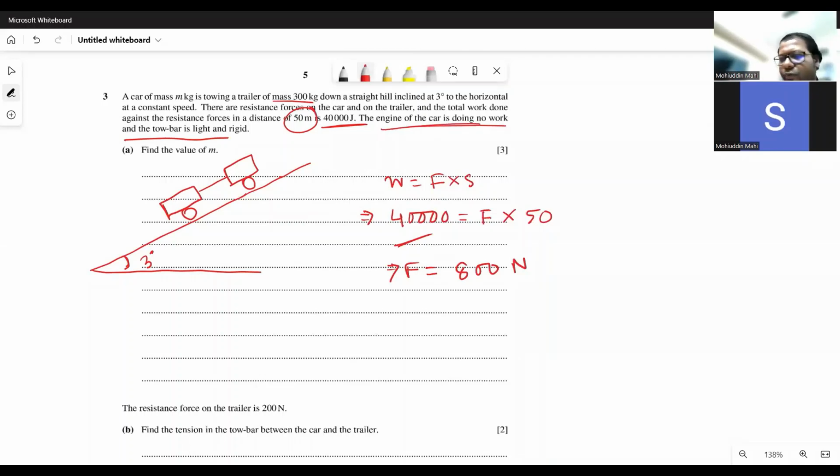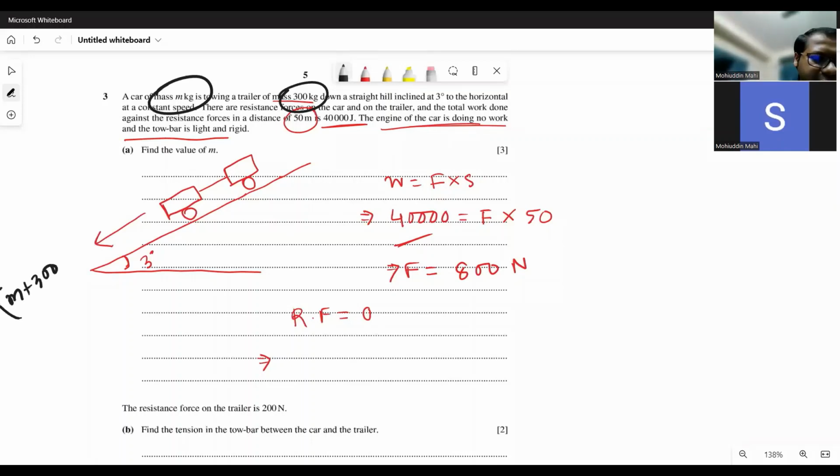So an object is moving with a constant velocity. That means the resultant force is going to be 0. The resultant force on the car and the trailer is 0. So that means the downward force component of weight, not mg actually, because the total mass of the car and the trailer is m plus 300. So it is (m plus 300) g sine theta, or g sine 3 degree.